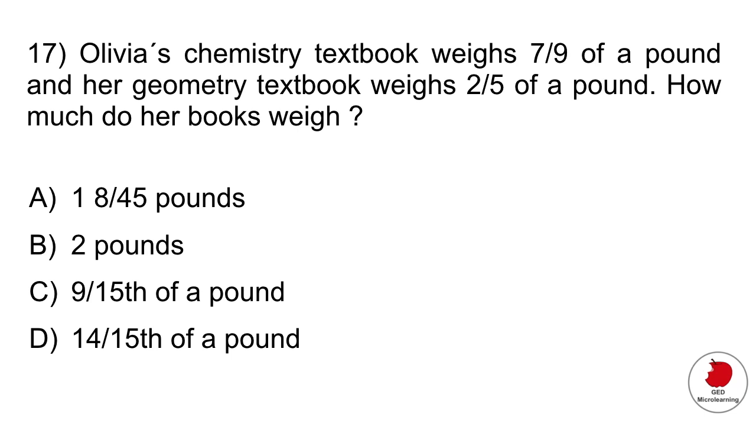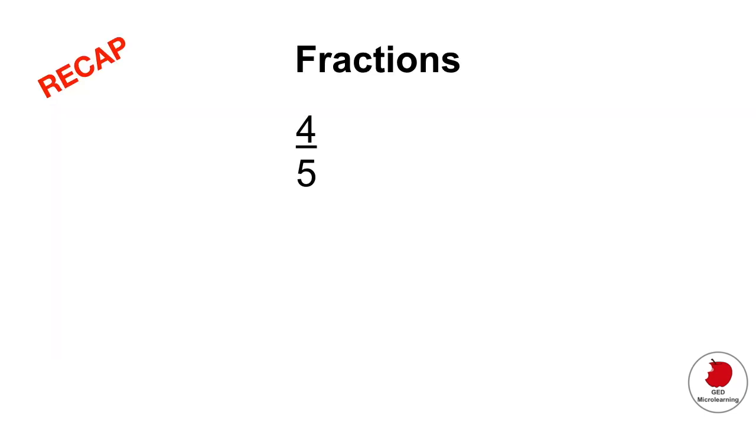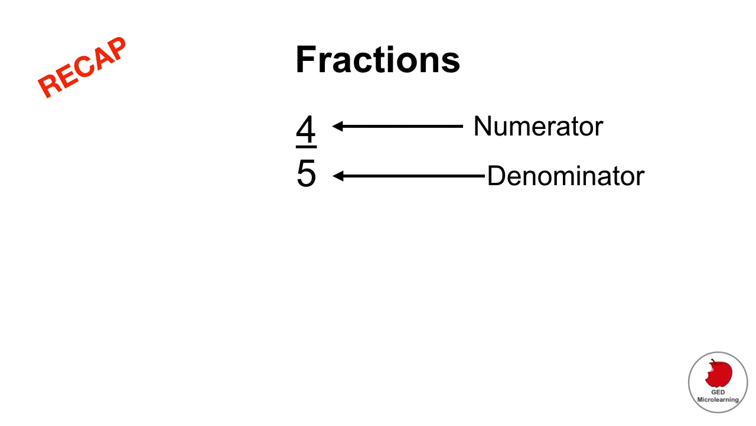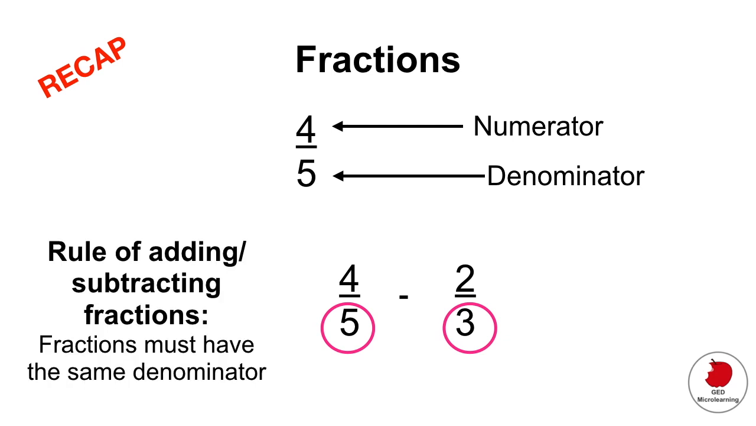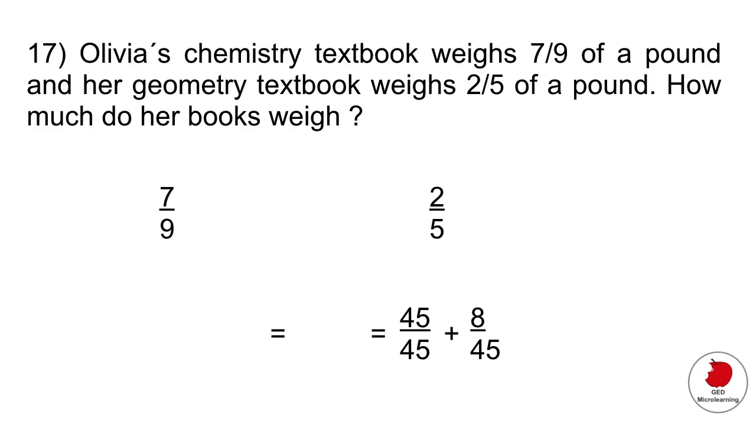So let's quickly recap fractions. Remember, fractions consist of these two numbers. The top number is the numerator, the bottom number, the denominator. All right, and if you were to add or subtract, remember that the rule is that the two denominators, meaning the numbers at the bottom, have to be the same in order for you to add or subtract. All right, so that's step one. Okay, so the first thing that we have to do is find a common denominator.